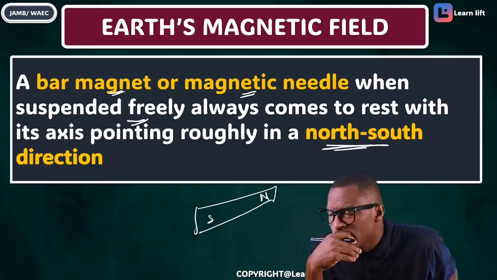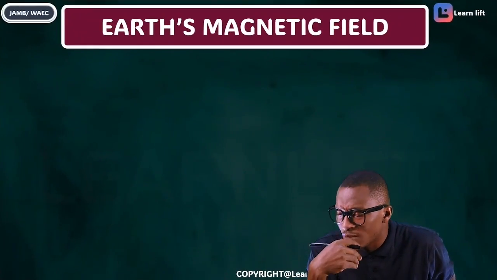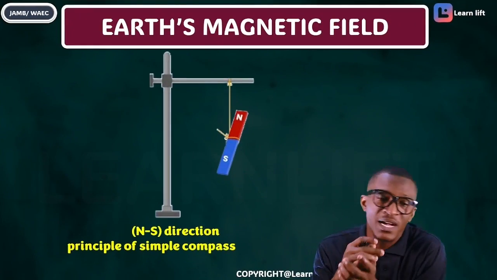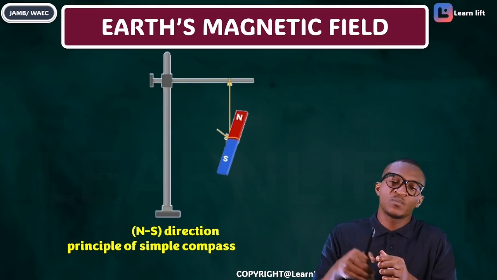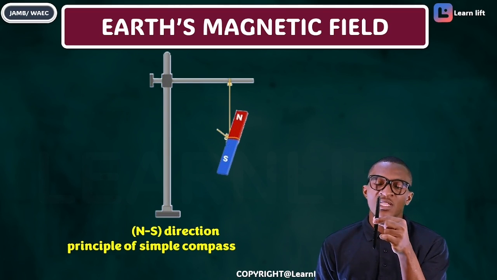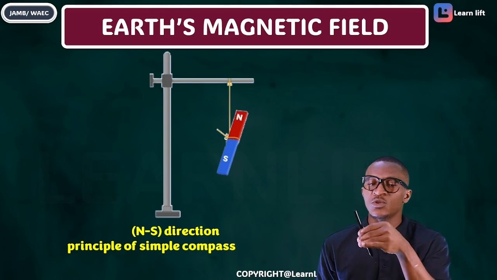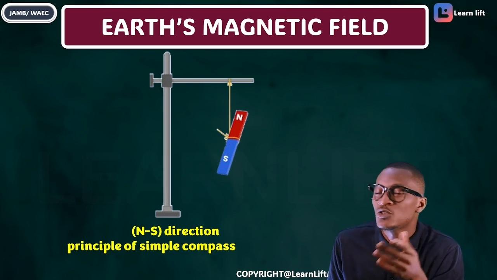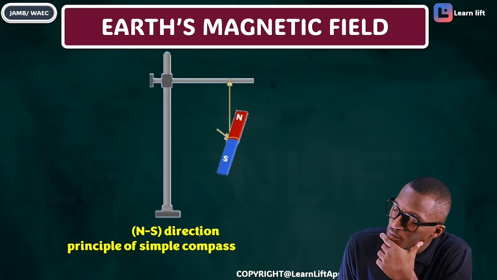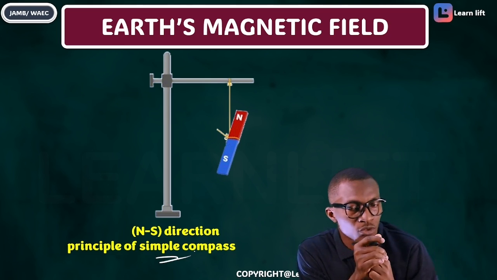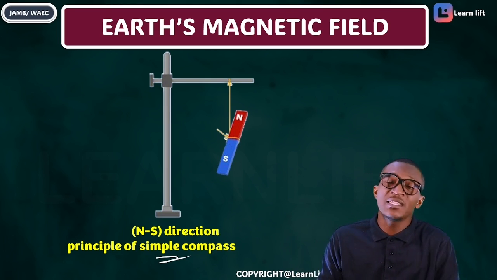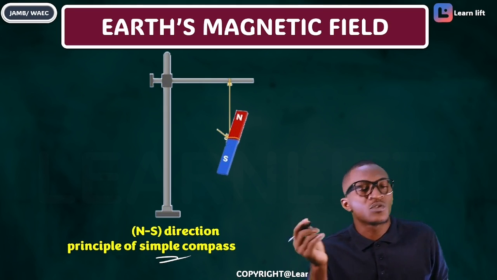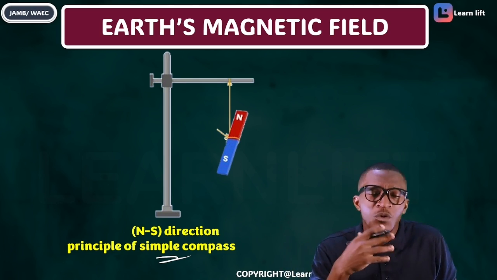But first, let's look at this diagram. All eyes on this diagram. Look at this magnet. This magnet was suspended. You can see that despite being suspended, it is not acting vertically, neither is it acting horizontally. It's oblique. That means it's resting in the north-south direction. This is what we call the principle of the compass. Do you understand? Now the question is, why do magnets suspended on the Earth rest in the north-south direction? It is a big question that we need to answer.